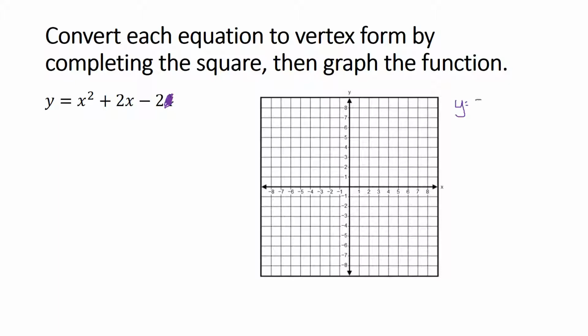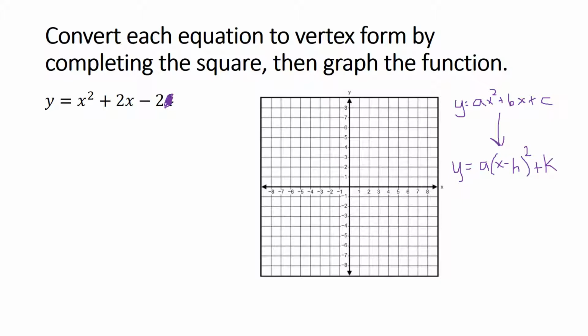Remember, standard form looks like this: ax squared plus bx plus c. And what we learned in the last class, we learned about vertex form, which is a(x minus h) squared plus k. What we want to do is take the equation out of standard form and change it into vertex form because we know how to graph using vertex form.